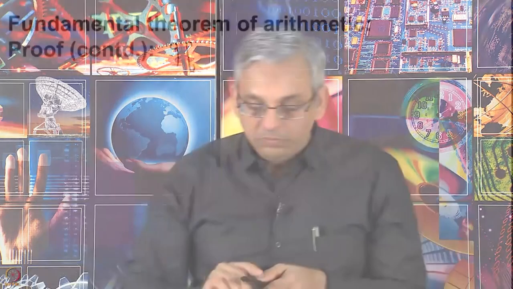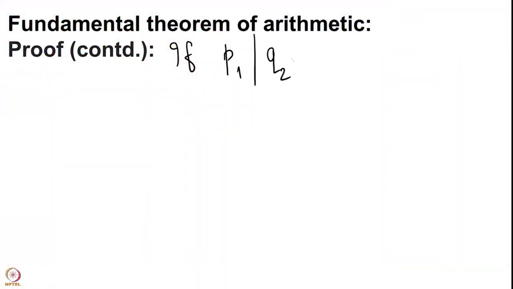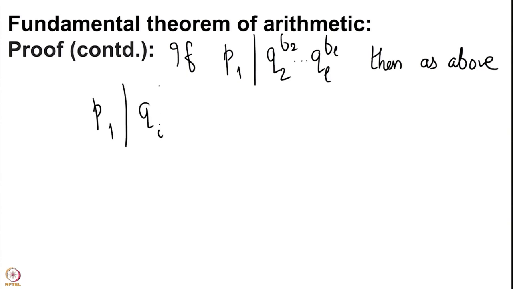Then what do we do? If P1 divides Q2 power B2 dot dot dot QL power BL, then as above, P1 divides Qi power Bi for some i with 1 less than i less than or equal to L. How do we see this? We will again write this product Q2 power B2 up to QL power BL as Q2 power B2 into the remaining things. Now P1 should divide Q2 power B2 or it will divide the remaining products. If it divides the remaining products, you again write it as Q3 power B3 into the remaining products.